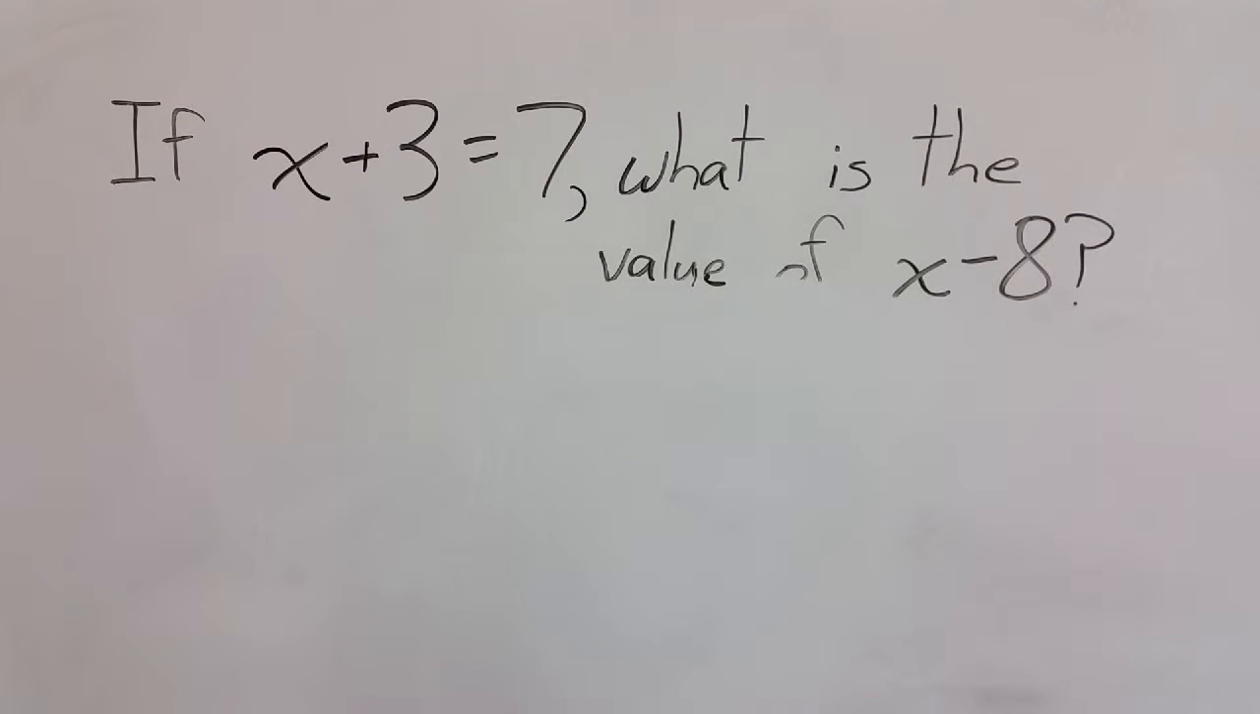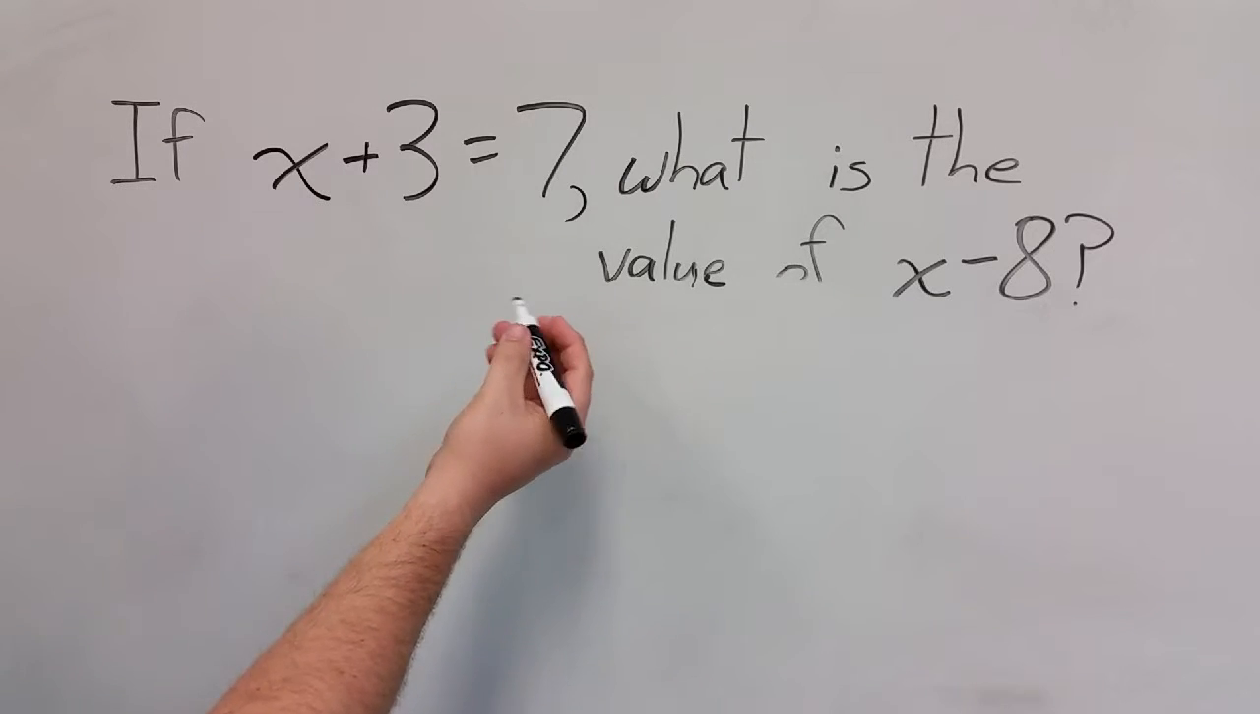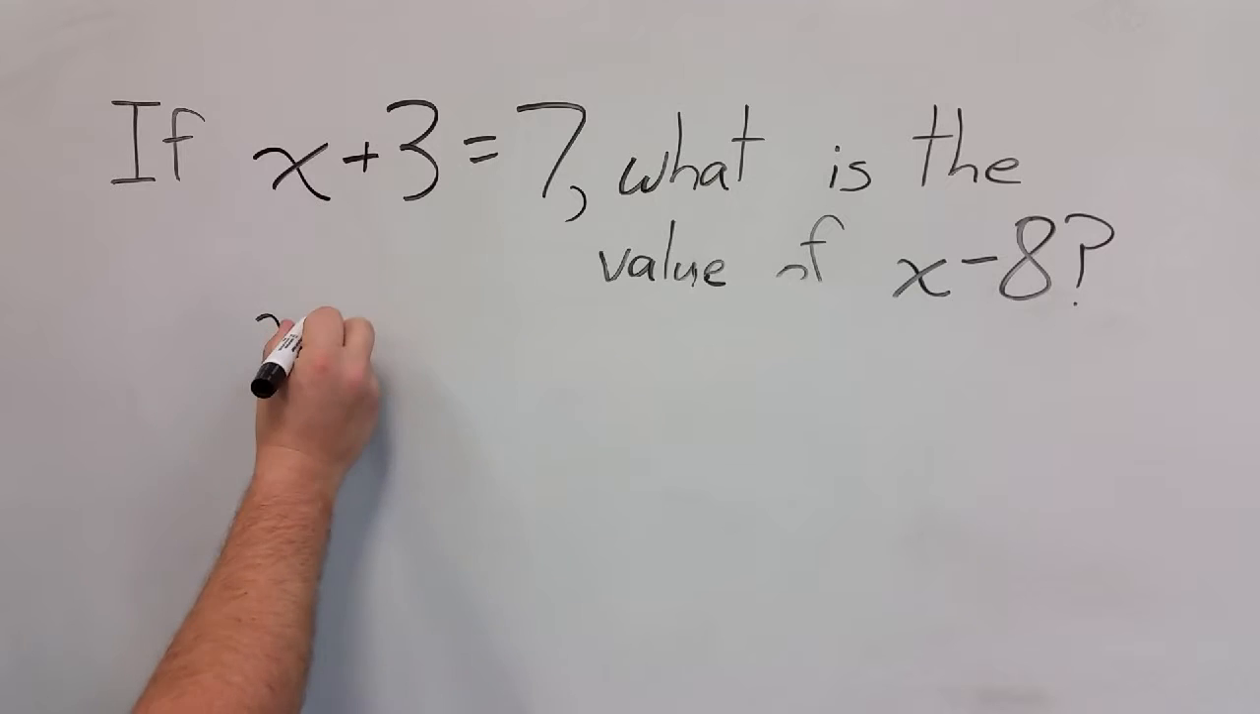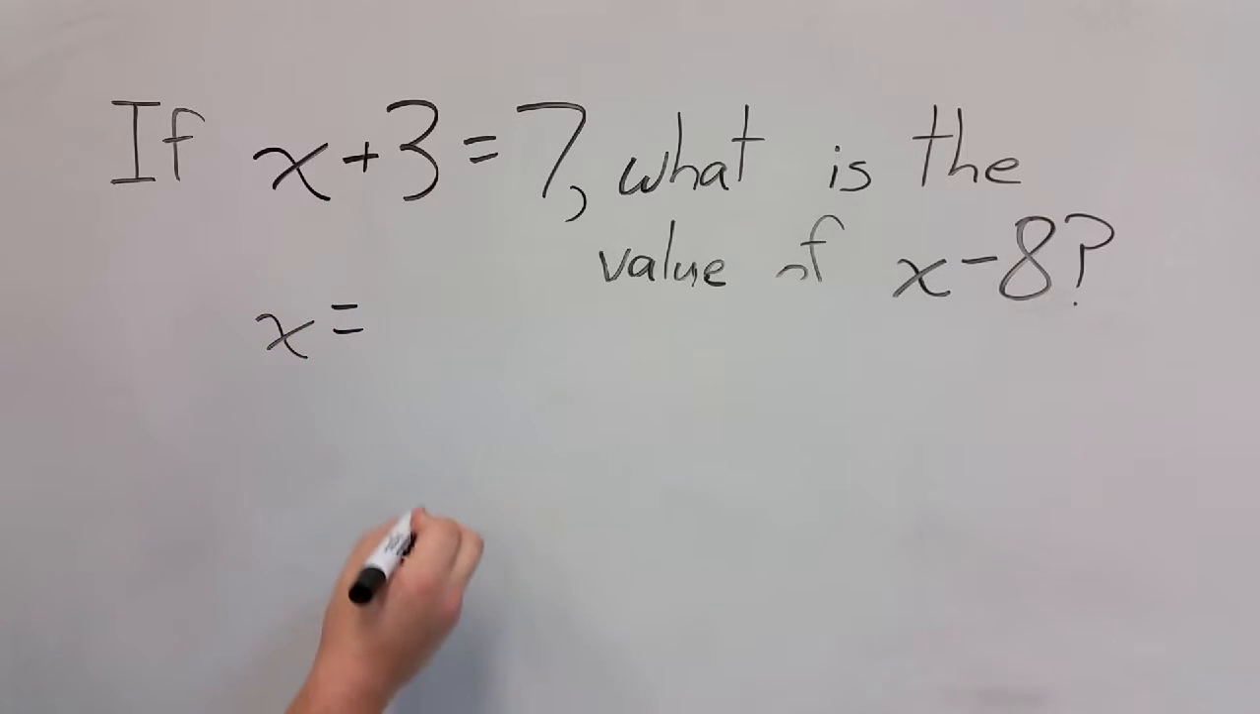First example on a 2-step problem, we have if x plus 3 equals 7, what is the value of x minus 8? Now the first part is very simple. It's a simple algebraic equation. We're going to solve it like we always would. X plus 3 equals 7. To solve that, we would simply subtract 3 from both sides. And when we subtract 3 over here, it goes away. When we subtract 3 over here, we get 4. So x equals 4.